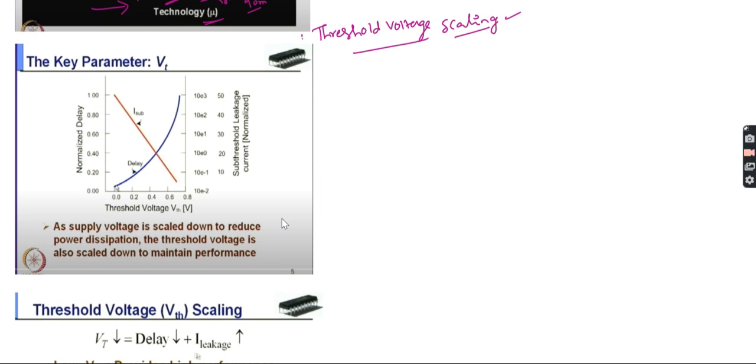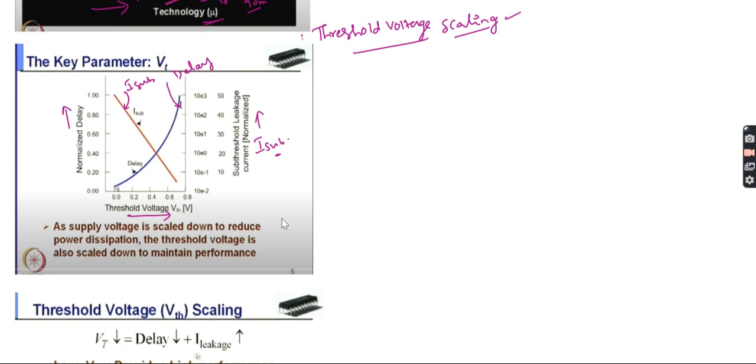Now you can see in this graph we are showing the threshold voltage in terms of volt. Then here we have the performance, like the normalized delay. Here we are showing the subthreshold leakage current, normalized subthreshold. Okay. Now you can see this blue color which I was showing. This indicates delay, and this indicates subthreshold leakage.